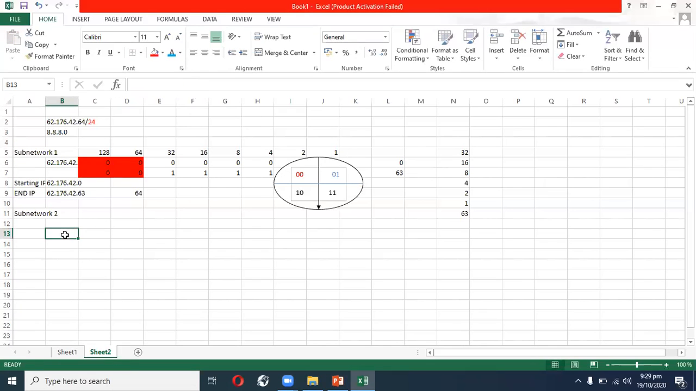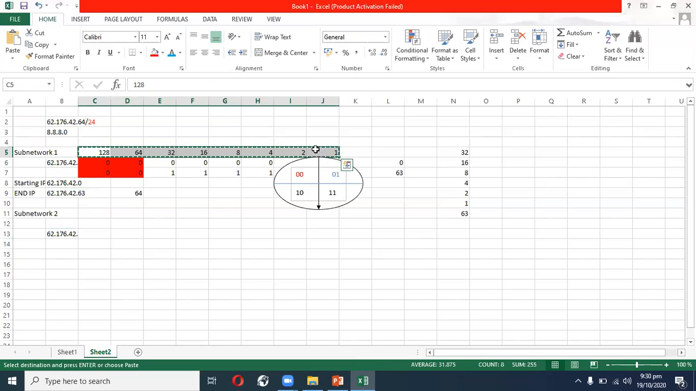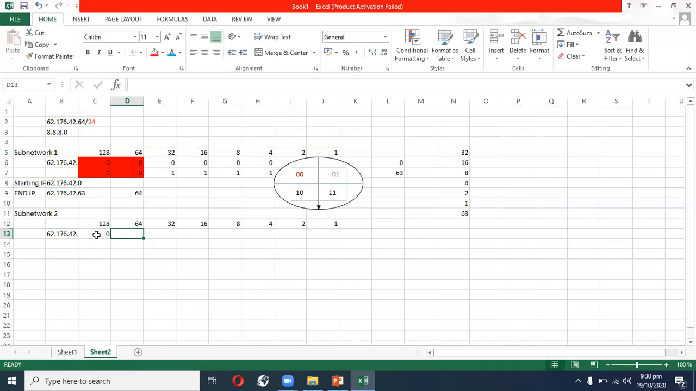For subnetwork 2, let me just copy it from here. Control C. We will copy this also. Our formula will be the same. Now in subnetwork 2, the first bit is 0 and the second bit is 1. We know that these bits are fixed, so let me make it blue and this one white. So our first two bits, 0 and 1, are fixed.